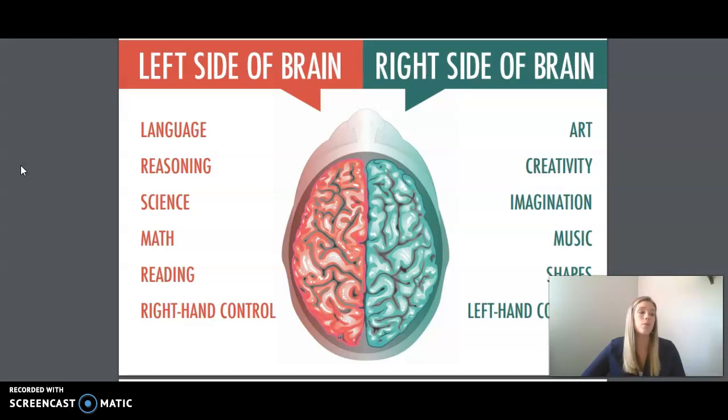If, however, you use the left side of your body more, that is, you kick with your left foot and you hold your pencil in your left hand, the right hemisphere is dominant. The right hemisphere is mostly associated with imagination, music, and shapes.